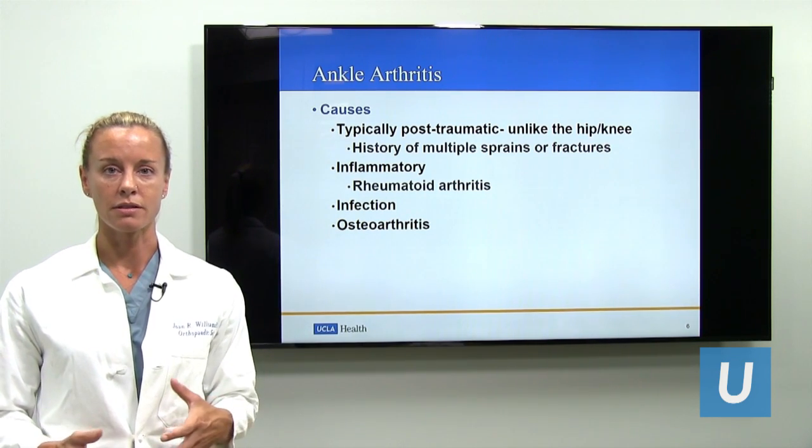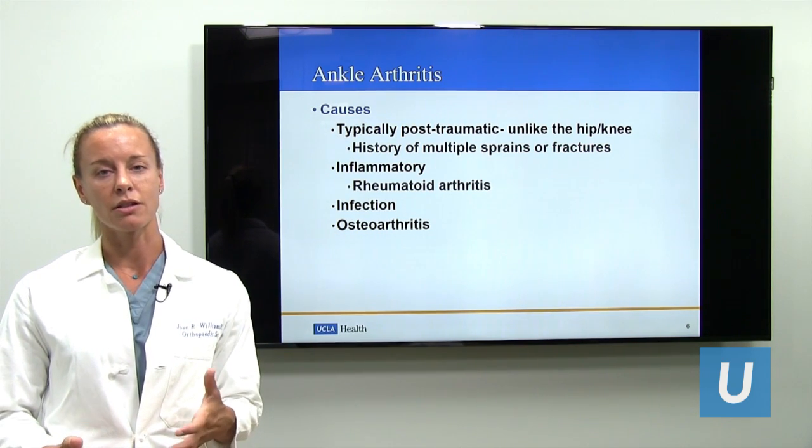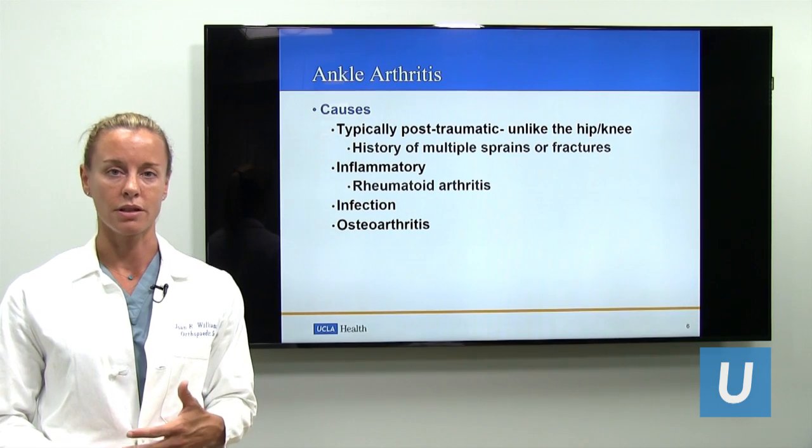So the treatment is a little different because of that, because with trauma and other things, you can get deformity at the ankle that you don't always see with arthritis at the hip and the knee.